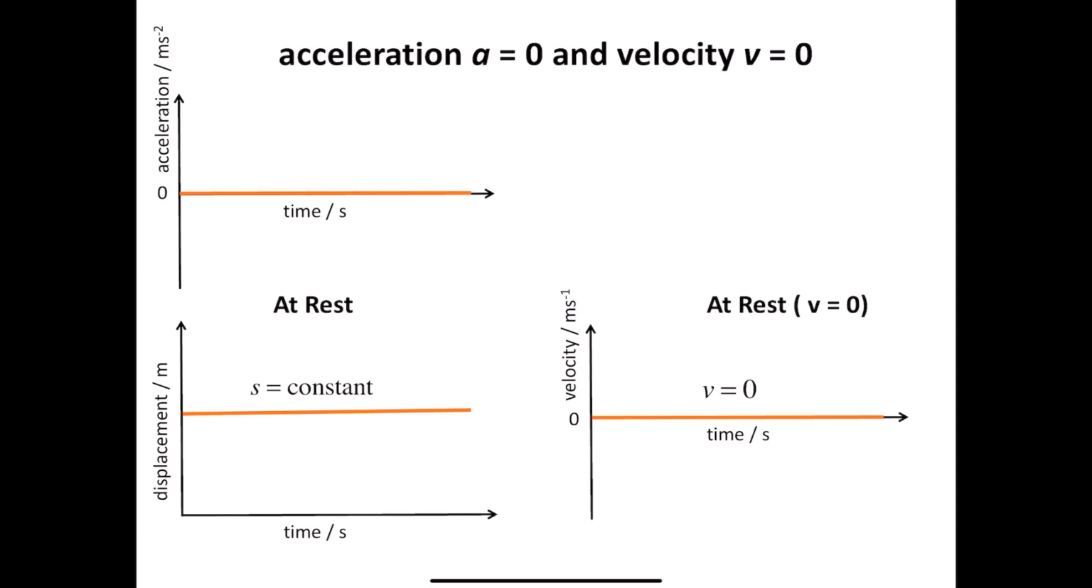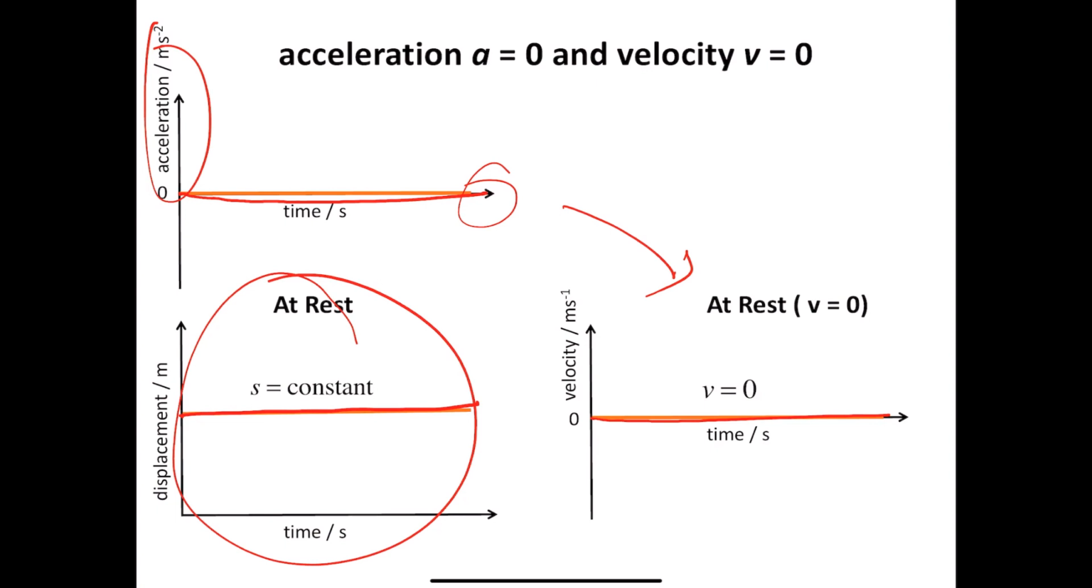Graphing is important in physics. In acceleration versus time, this is all 0. So the acceleration is 0. And how about velocity? The velocity is also 0. In this case, it means it's at rest. It's not moving. So you have to look at this graph: first look at the y-axis, look at the x-axis, and see the information about the displacement. If this is not changing, it means this is at rest.